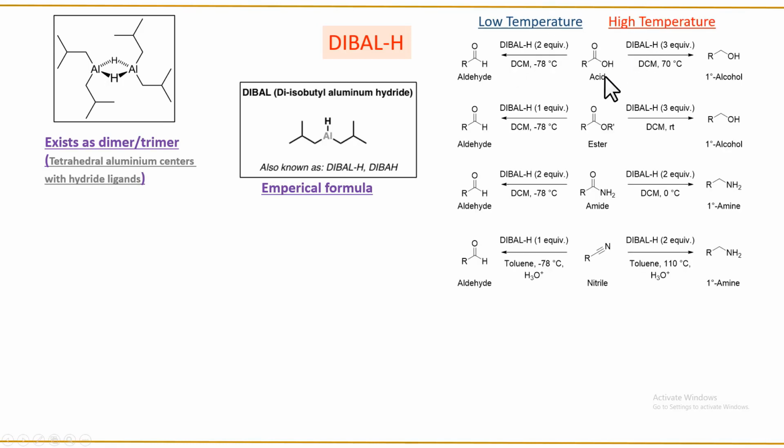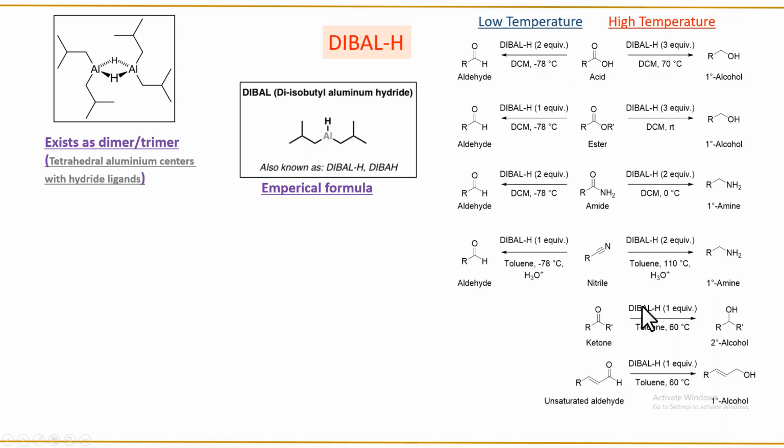So a carboxylic acid will be reduced into the corresponding aldehyde at minus 78 degrees centigrade, but at higher temperature it produces the primary alcohol. Same as ester, it will also reduce into the corresponding aldehyde, but at room temperature produces the primary alcohol as the reduced product. Amide will produce the aldehyde at minus 78 degrees centigrade, but produces the primary amine at 0 degrees centigrade. And nitrile with DIBAL-H at minus 78 degrees centigrade with acidic workup produces the aldehyde, and produces the primary amine at higher temperature like 110 degrees centigrade.